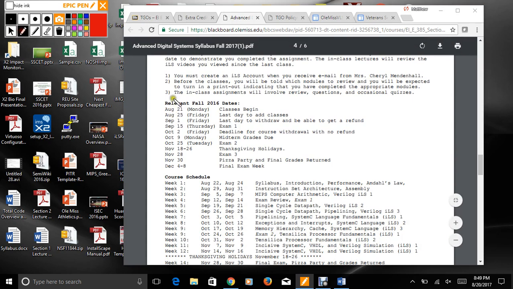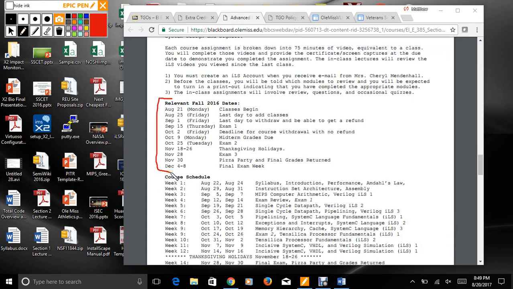So here are your relevant fall class dates. This is basically from the registrar's office, plus when the exams will be. This is things that will help you. This is when Thanksgiving is. One other thing, I have the final exam on the last Tuesday of the regular semester, and on Thursday, November 30th, I will have a pizza party and I will return your grades to you.